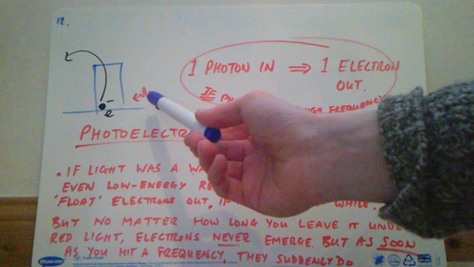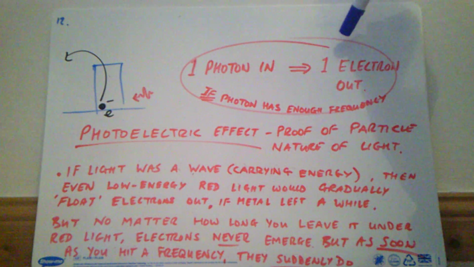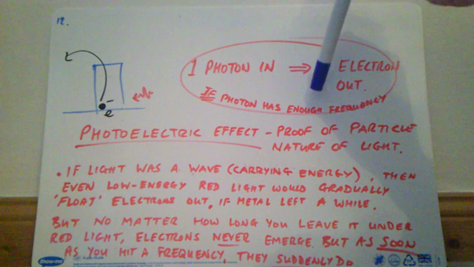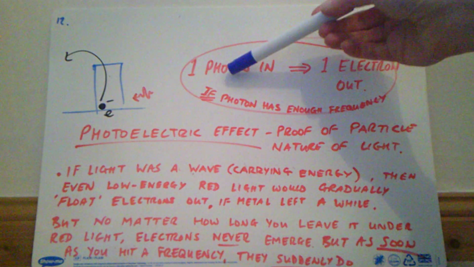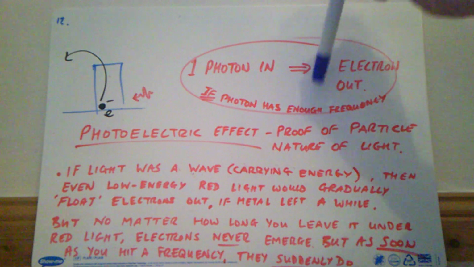It's one photon in, one electron out, so long as and only if the incoming photon has a high enough frequency or a high enough energy. So it's as long as the photon has a high enough threshold frequency or a high enough work function energy.